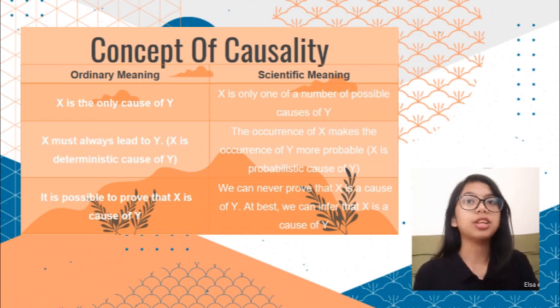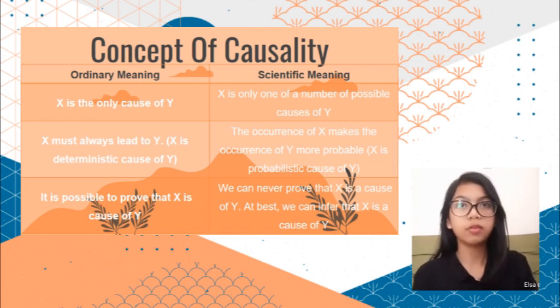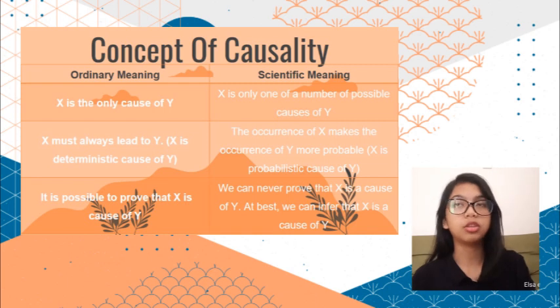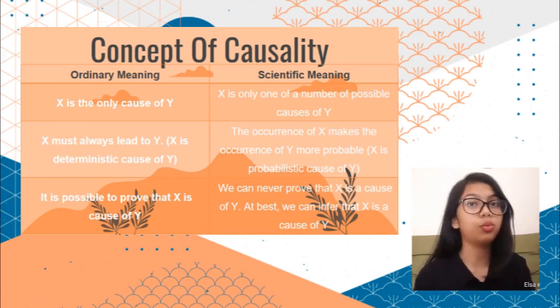Concept of causality. There are two meanings inside the concept of causality. The first one is the ordinary meaning. First, X is the only cause of Y. X must always lead to Y, or X is a deterministic cause of Y. It is possible to prove that X is a cause of Y.